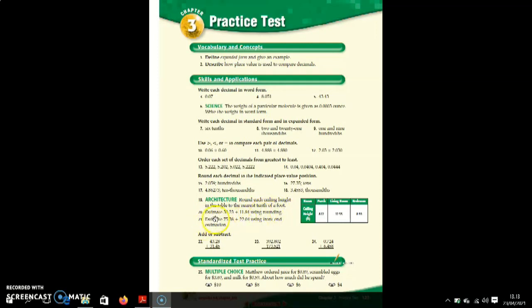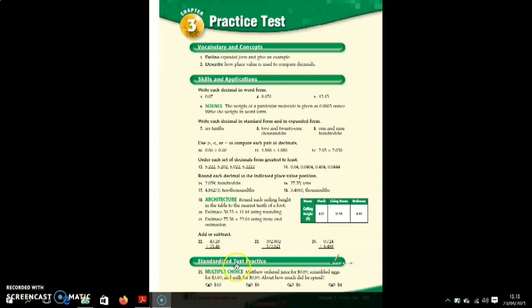20. Estimate 38.23 plus 11.84 using rounding. 21. Estimate 75.38 plus 22.04 using front-end estimation. Add or subtract.